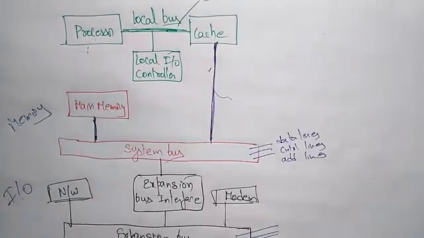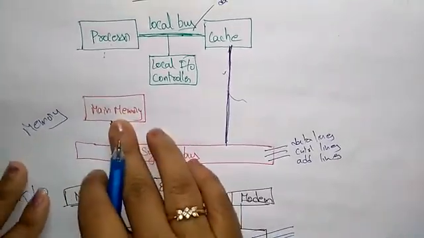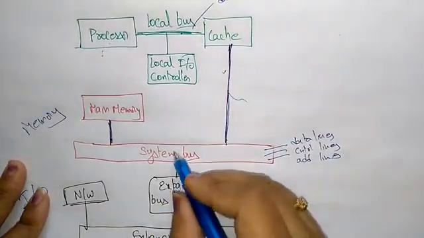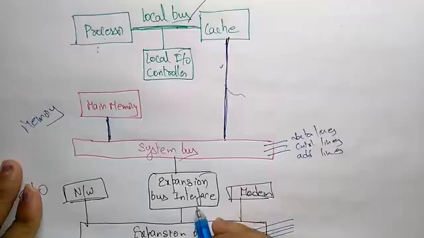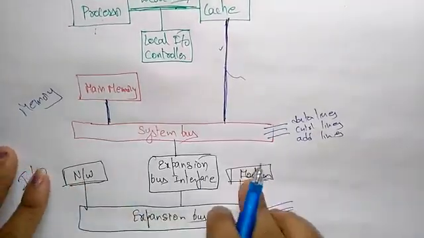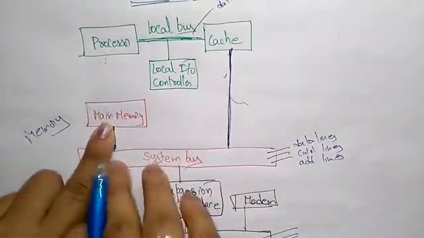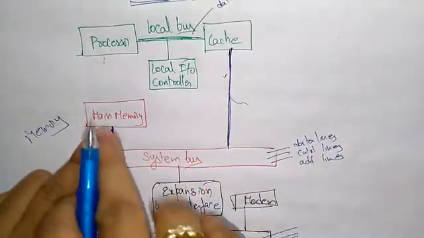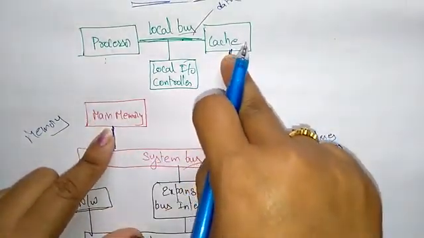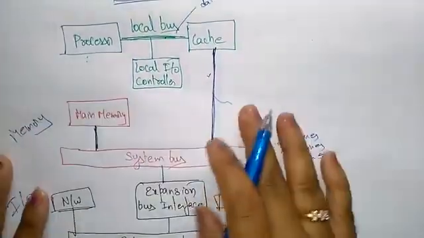So a bus means it contains a set of lines. Here the main memory is connected to the system bus and the cache. The system bus is connected to an expansion bus interface, so that with the help of the expansion bus, you connect to other devices also. These all interact with the system bus. The system bus will send the data to main memory. From main memory to processor, it first has to interact with the cache. The cache will send the data to the processor. So these are the different buses.